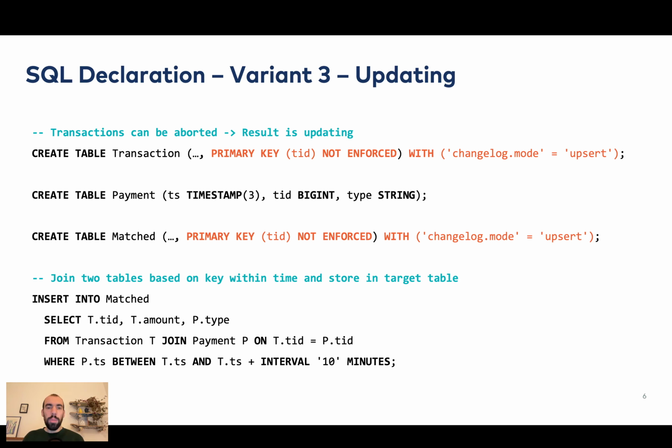And variant 3 will actually not work with watermarks anymore, but it has defined a primary key on the TID column, both for the transaction table and for the matched table. And in this case, we are running this Flink SQL on Confluent Cloud. So we have also defined a changelog mode upsert. So the transaction table will use upserting semantics, whereas the payment stays in append-only changelog mode.